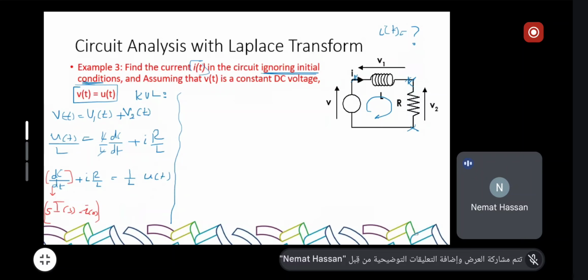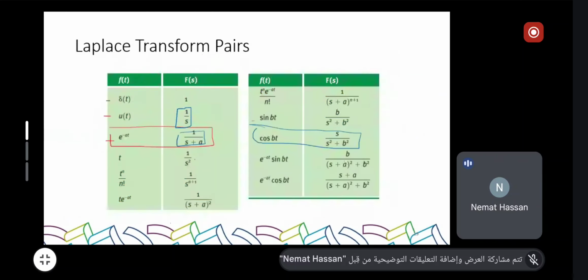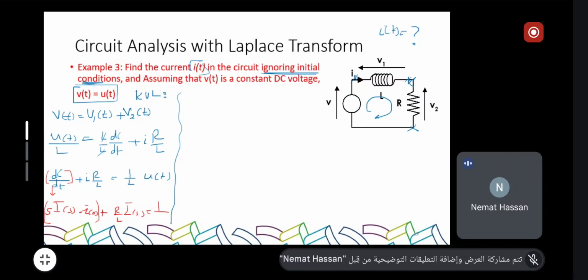The second term, we have a constant, which is R over L, and then I of t becomes I of s. This equals 1 over L, and the transform of u of t from the table, we go back to the table here, the forward transform of u of t is 1 over s. So I'm going to write it here: 1 over L times s. So now this is step 1. I've converted from time domain to frequency domain.